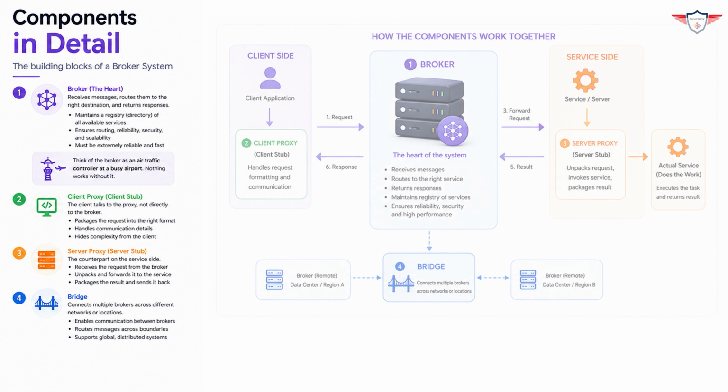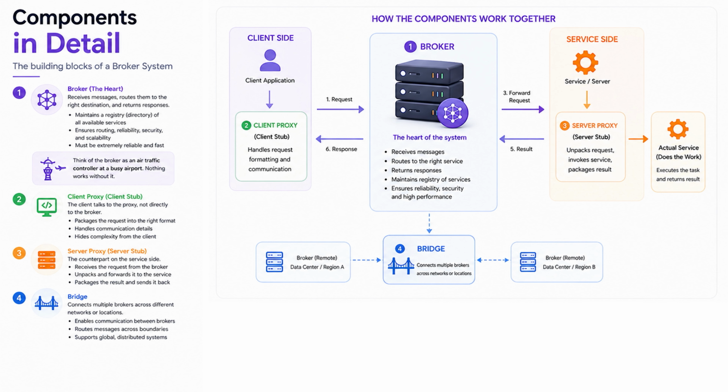Now let us take a slightly deeper look at the components that make up a broker system, so you have a complete picture. The first component is the broker itself. The broker is the heart of the whole system. It is responsible for receiving messages, routing them to the right destination, and returning responses. The broker maintains a registry, a directory of all available services. It must be designed to be extremely reliable and fast because everything depends on it.